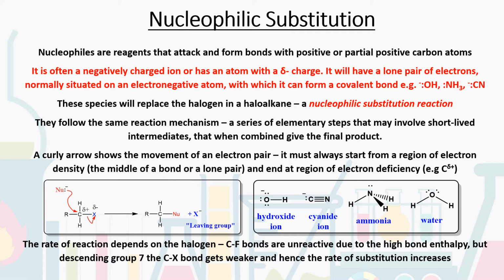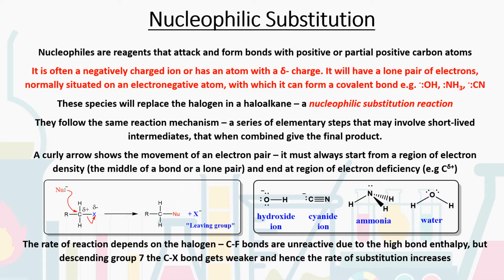Now, these nucleophilic species will replace the halogen in a haloalkane. So this is called a nucleophilic substitution reaction. We are substituting the halogen of the haloalkane for whatever our nucleophile is, so it's a nucleophilic substitution reaction. And these always follow the same reaction mechanism.